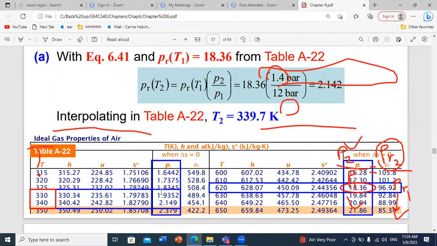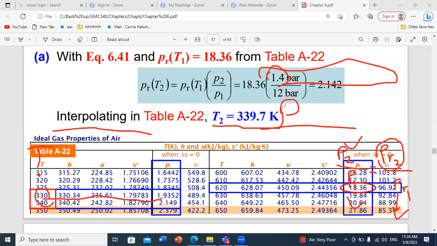So you say, go now to the table and see where is 2.142. 2.142 is between 1.9352 and 2.149. So I can use it. I can say that I will take it between these two values. I do linear interpolation, and I can get exactly what temperature T2 is. This is the first method to get T2.